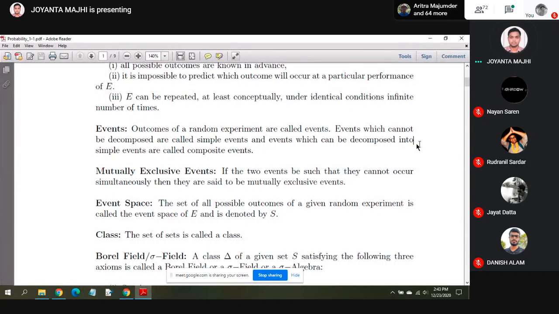What is event space? The set of all possible outcomes of a random experiment is called an event space. For example, in tossing a coin, the event space is head and tail. And in throwing a die, its event space or sample space is 1, 2, 3, 4, 5, 6. This set. The set of all subsets of A is called a class. Actually, a class is a power set of a set.